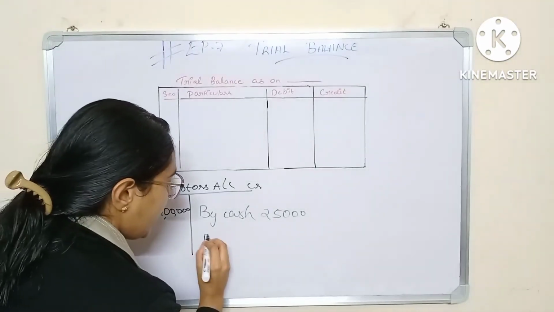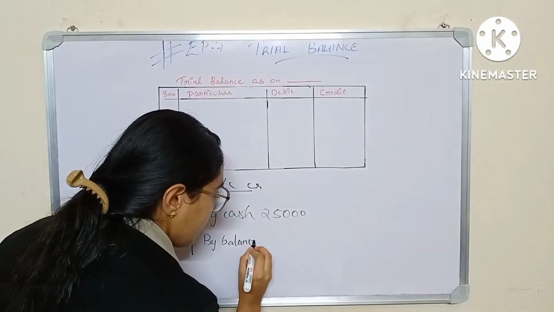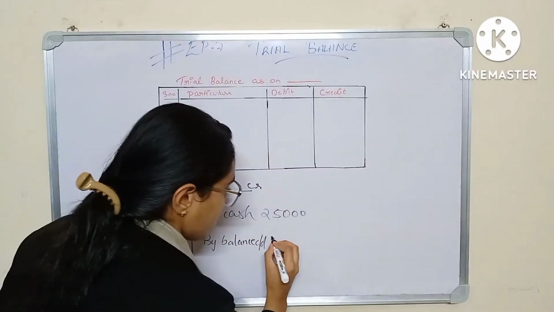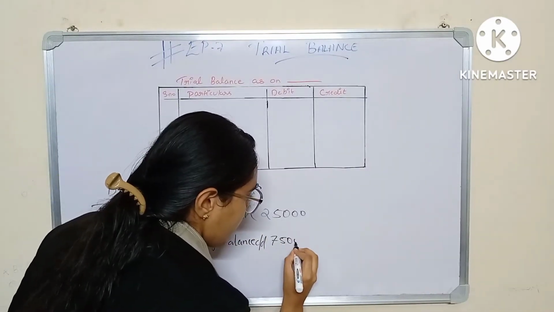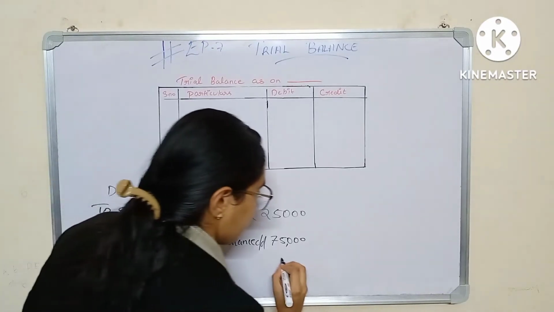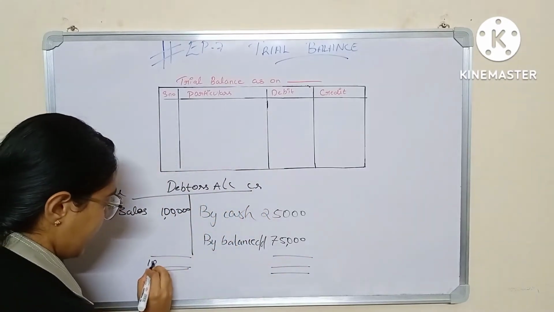So you'll write by balance carried down. Balance carried down. How much will be the balance? 75,000, right? 75,000. Okay, and you close the account. What is the total? 1 lakh.